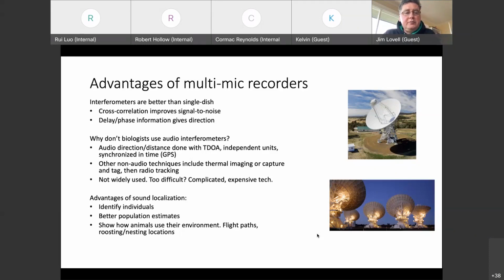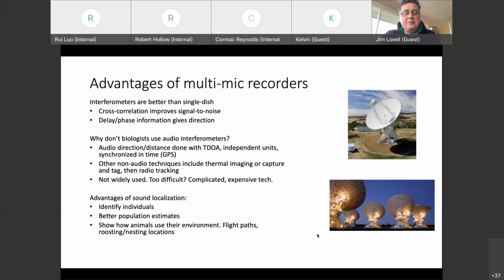There are other non-audio techniques out there, including thermal imaging, or you capture and tag the animal you're interested in and then do radio tracking. They have advantages and disadvantages. Something like a thermal imager is good, but you don't have any sound unless you have a sound recorder going with it. So you can see that there's something there, but you can't necessarily identify it.